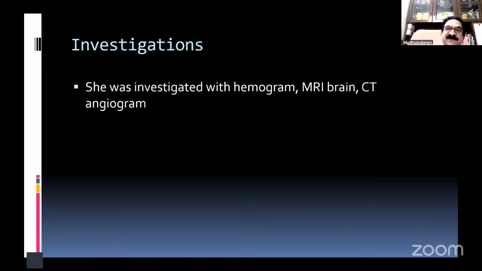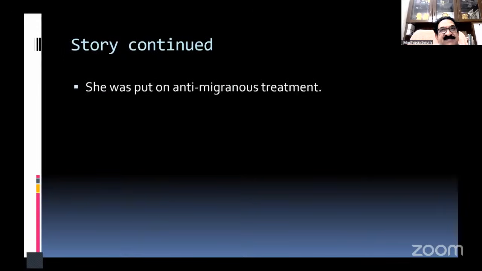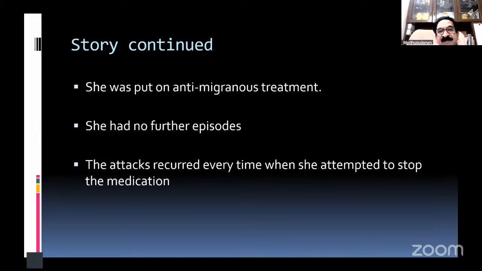She was investigated with hemogram, MRI brain, and even CT angiogram to find any vascular lesion causing this facial deviation. All were normal. Now, she was put on anti-migrainous treatment, and she had no further episodes while on treatment. Attacks recurred every time she attempted to stop the medication. Sometimes she would get a headache and the facial deviation. Then when I asked her, she would have stopped the medication at that time.